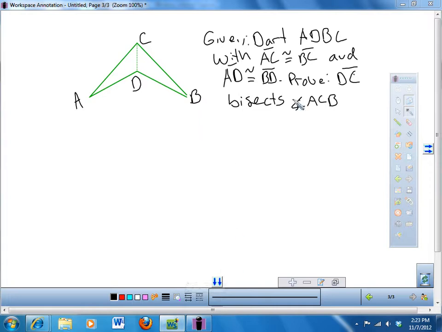So here's an example of a proof that you might see where you're trying to prove something about quadrilaterals.